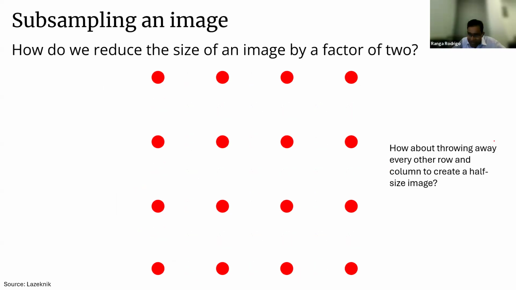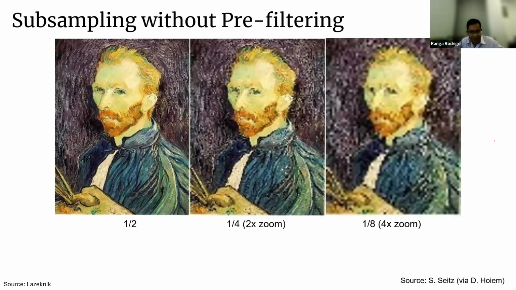How about throwing away every other row and column like this? Is it okay? It is not okay, because if you do that, and the image contained higher frequency variations than what can be represented by this sampling, it will create aliasing. So therefore, before you do that, you have to smoothen the image. So you can see subsampling without pre-filtering.